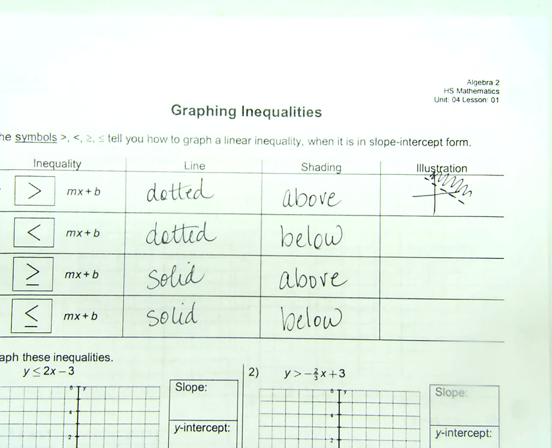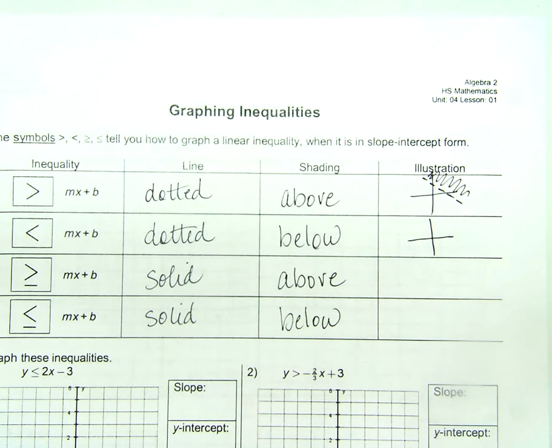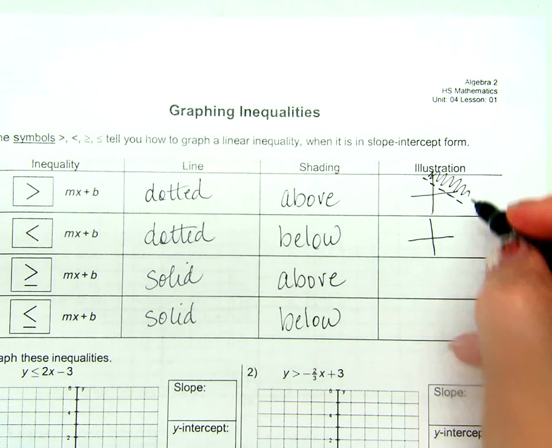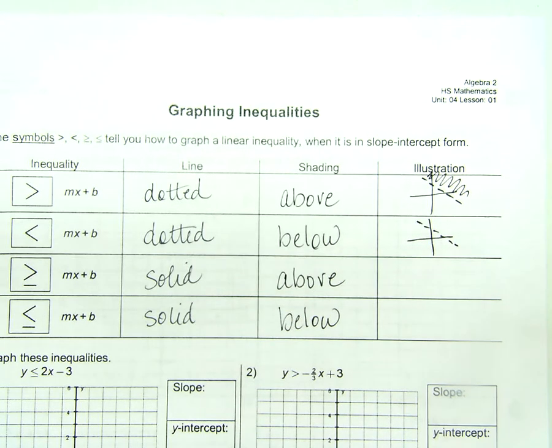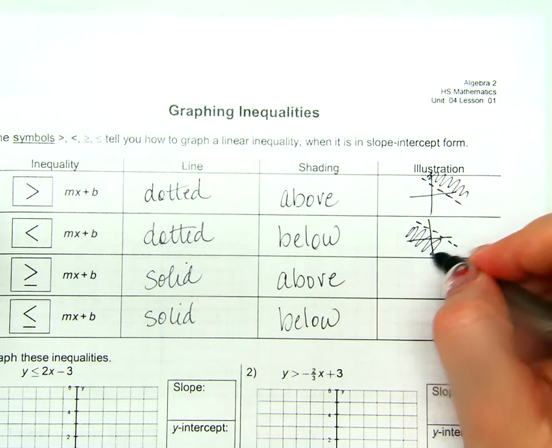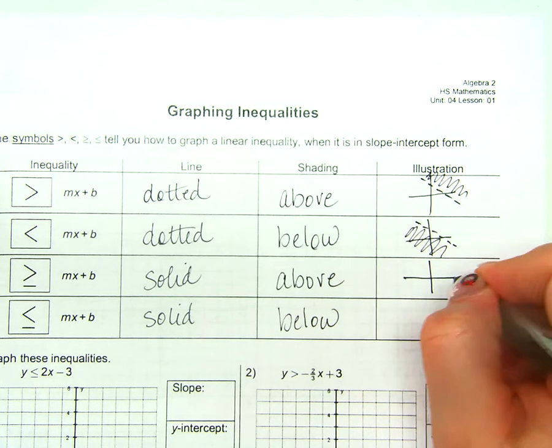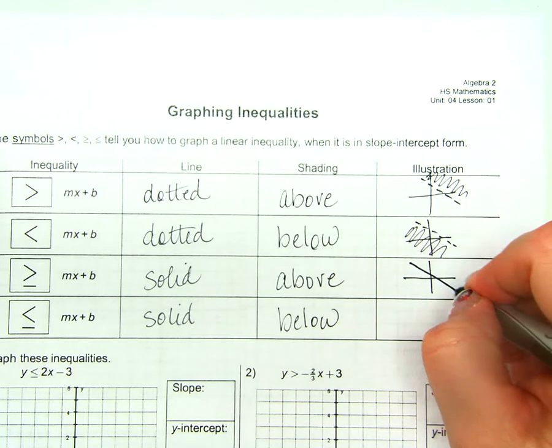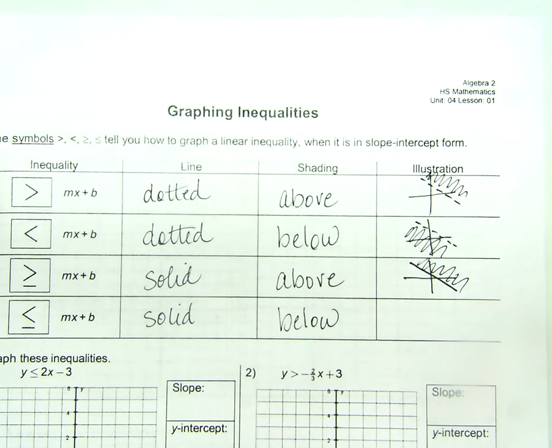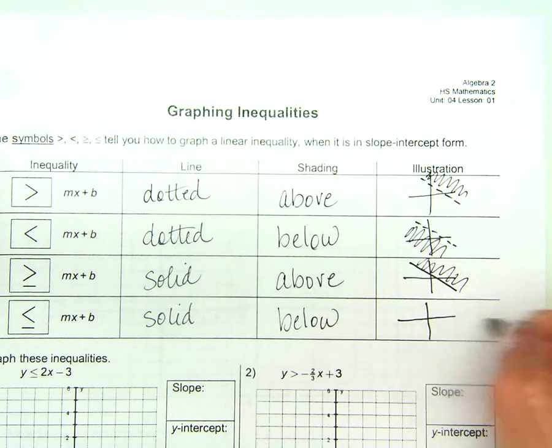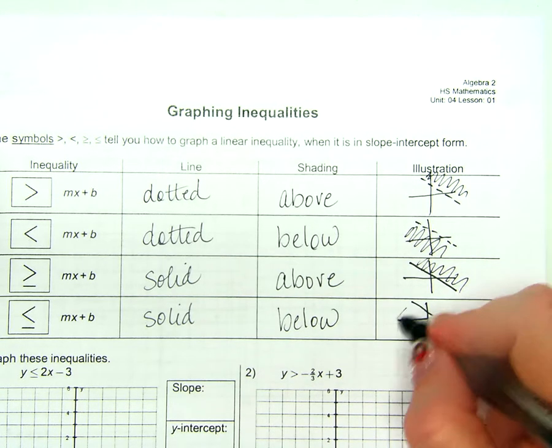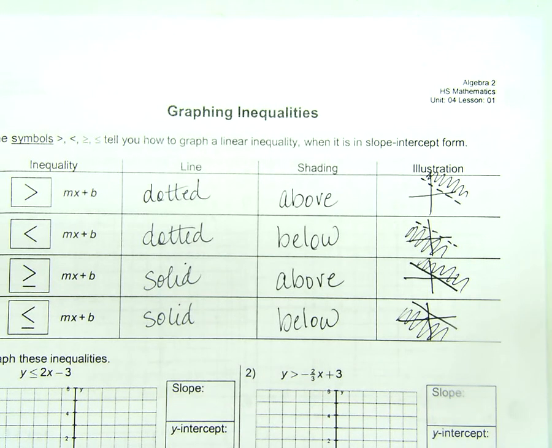So what kind of illustration am I going to have for the next one? X and Y axis. A dotted line. Shading below. X and Y axis. Solid line. Shading above. X and Y axis. Solid line. Shading below. Any questions about that? We're going to probably refer back to this several times today. Okay?